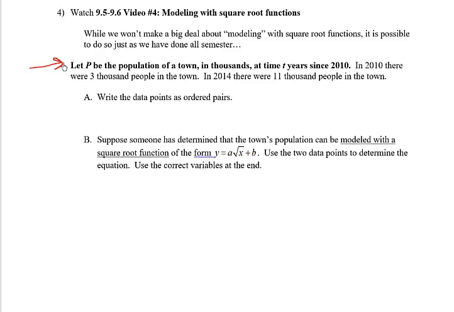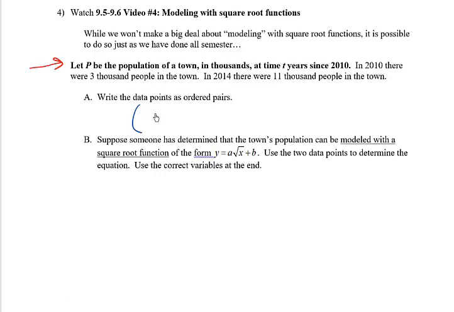Let's take a look at the scenario here. We've got one of those typical let statements. P stands for the population of a town, measured in thousands. T stands for the number of years since 2010. And then we've got a couple of data points for this town. In 2010, there were 3,000 people living there. In 2014, 11,000 people living there. The first thing we're being asked to do is adjust the data to fit the variable definitions.